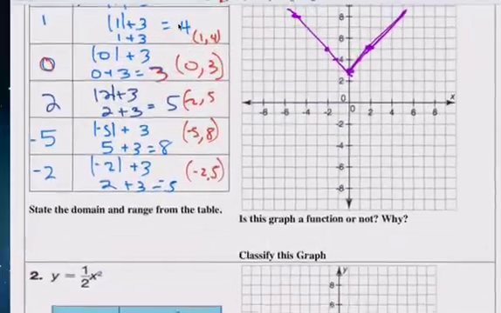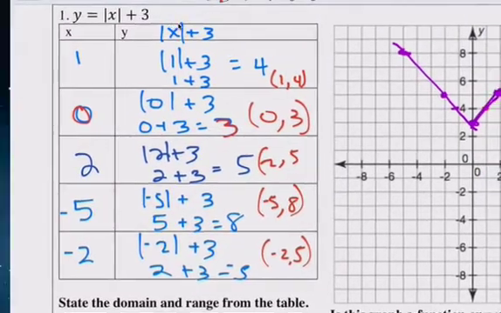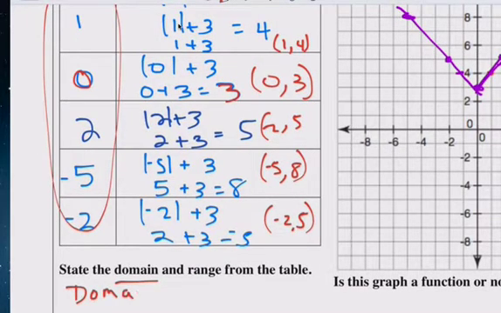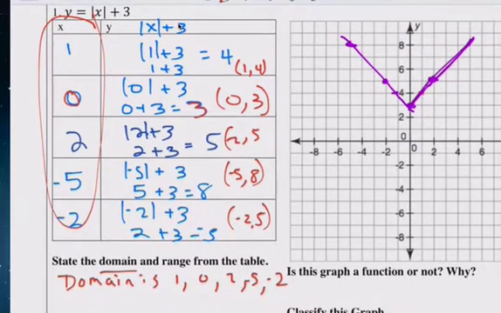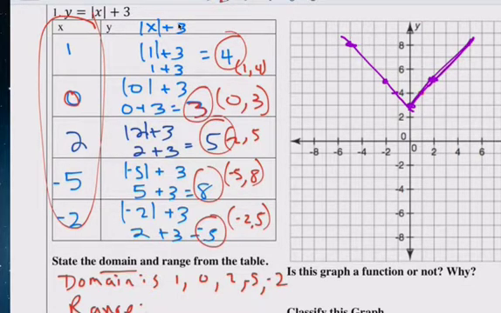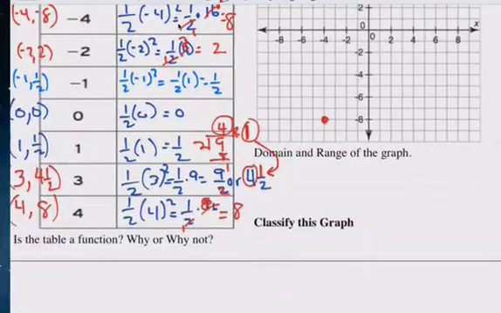Oh, did I not explain? State the domain. Sorry, number 1. State the domain and range from the table. Here's all the domain. So we put domain is. Let's list it all. 1, 0, 2, 5, negative 2, negative 5. Okay, range. Range is 1, 4. I'm sorry, it's 4. Range is the answer. 4, 3, 5, 8. Another 5. Do not write that range here. No, no, no. It's already there. You don't write it again. Okay?